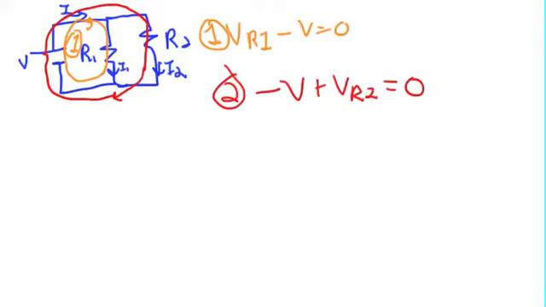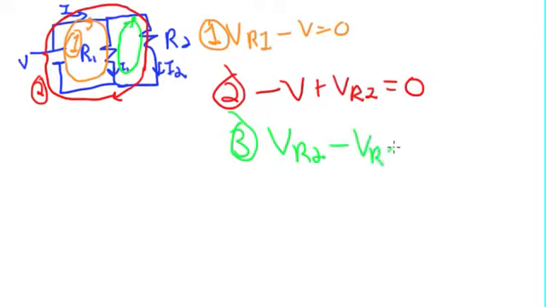And then the third loop that we can have is, so red was number 2, and then we can do a third loop. So we can start off up here, go down resistor 2, so that's V sub R2, and if we go back up against the current for resistor R1, then that is a negative voltage drop, so we now have minus V sub R1, and that equals 0. So from loop 3, we see that V sub R2 equals V sub R1.